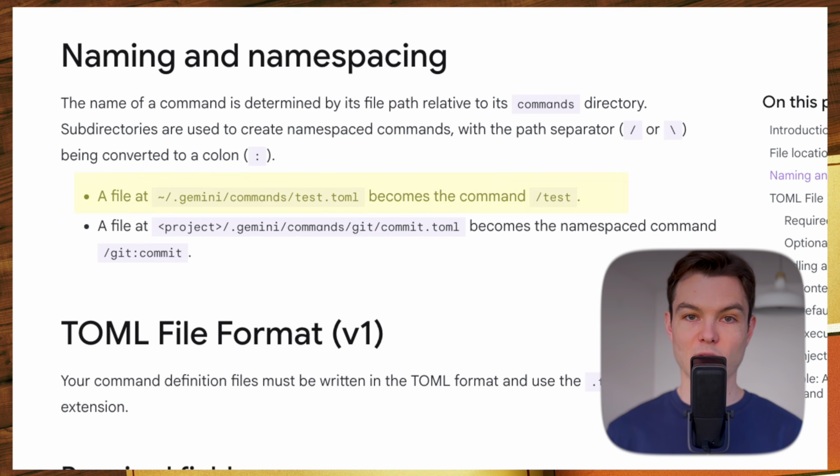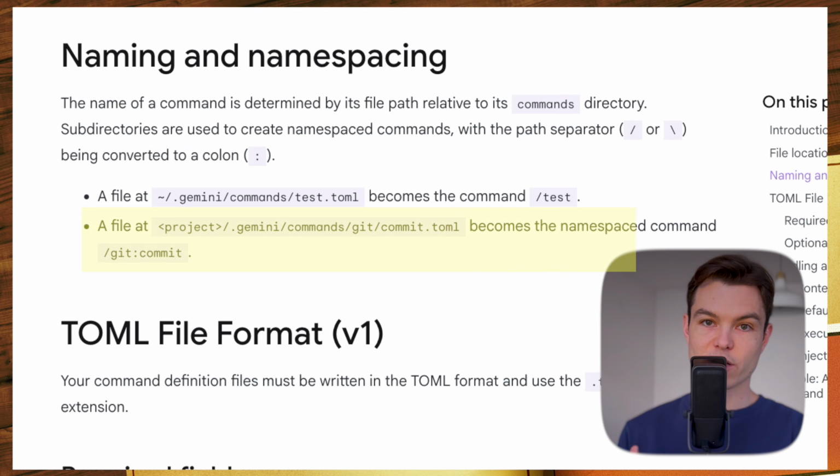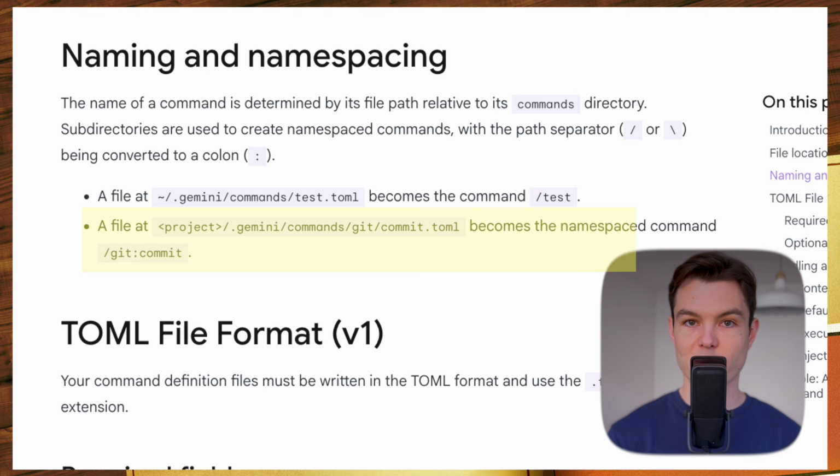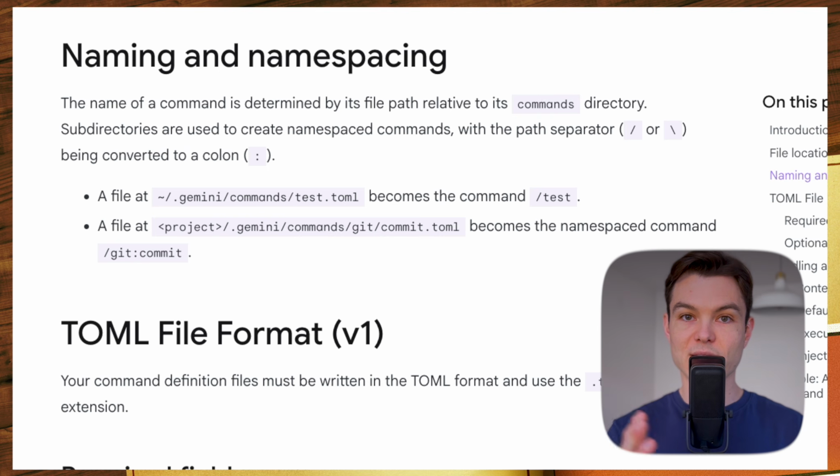So a file at home/Gemini/commands/test.toml becomes the command /test. And a file under project/Gemini/commands/git/commit.toml becomes the namespace command git colon commit. So pretty much whatever the name after /commands is, that's the name of the command. If we have two names after /commands, then it becomes a namespace command, and then we separate it with a colon like git colon commit.